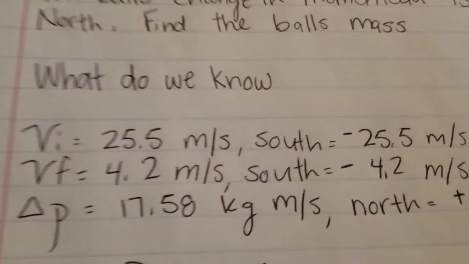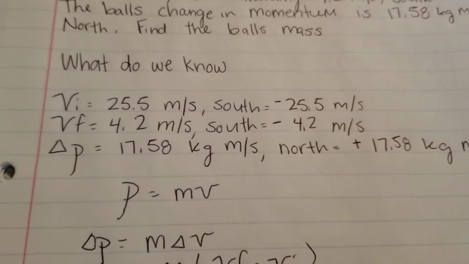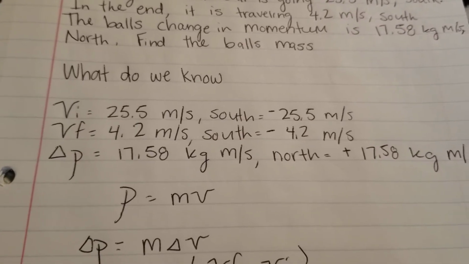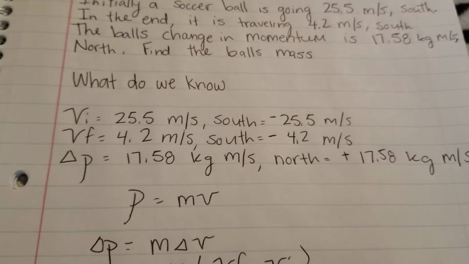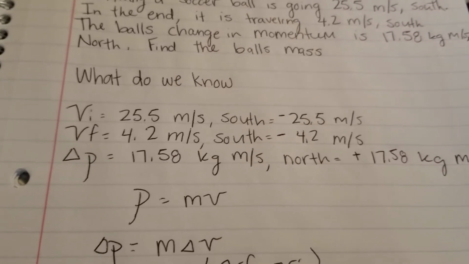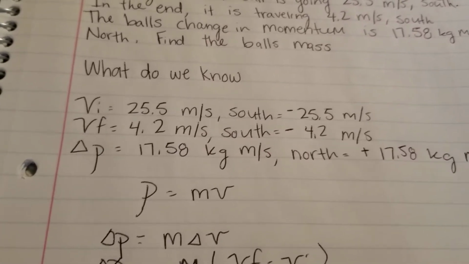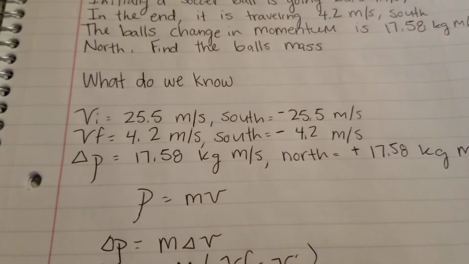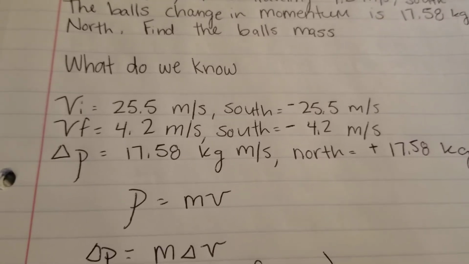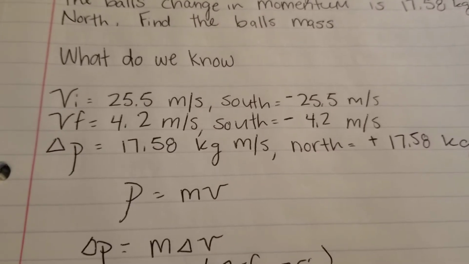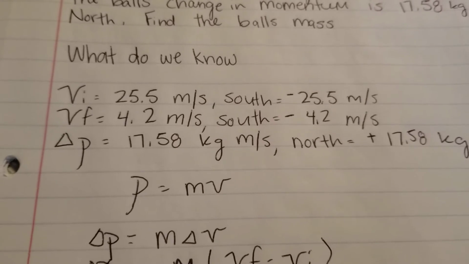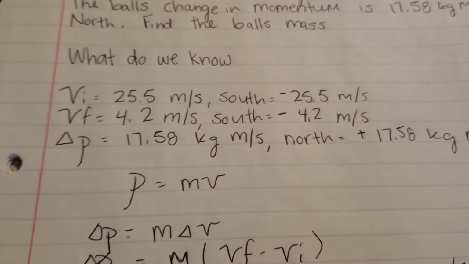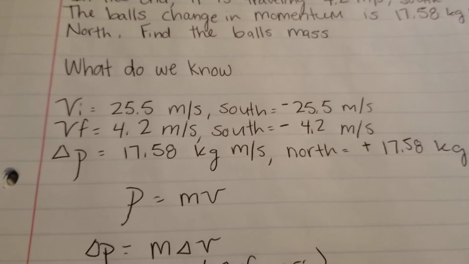So from momentum, a couple things that we have to learn and identify. We need to know the initial starting velocity of the ball, the final velocity, and then the change in momentum, which I derived as delta P. To start off, we know that our initial starting velocity is 25.5 meters per second south, which in terms of x and y planes, since we're going south, is negative 25.5 meters per second.